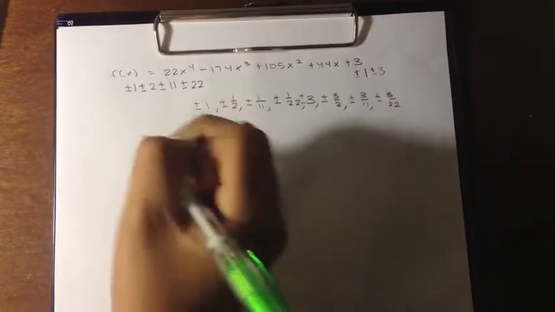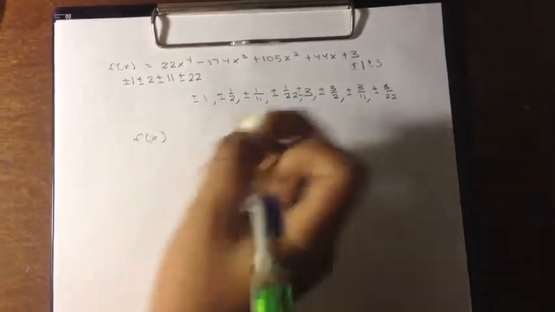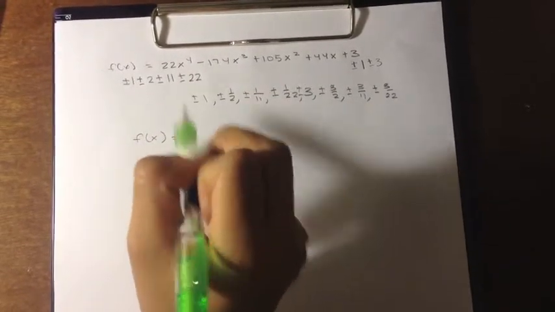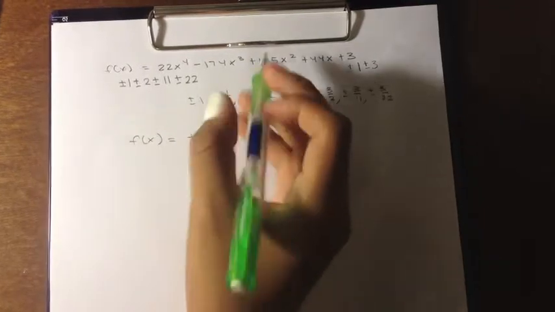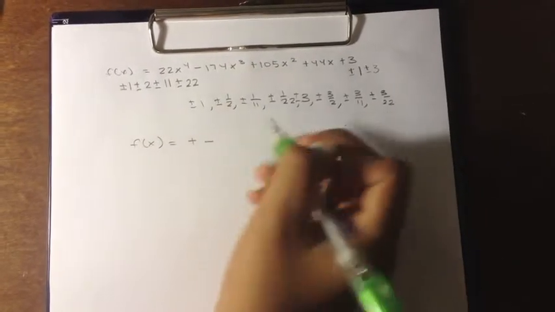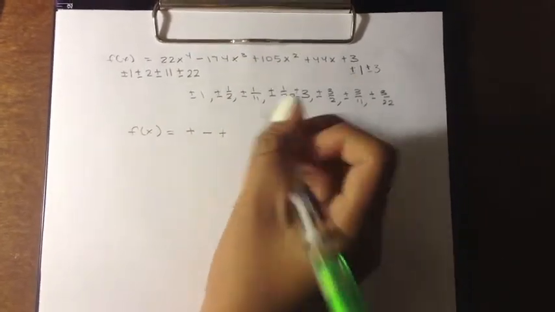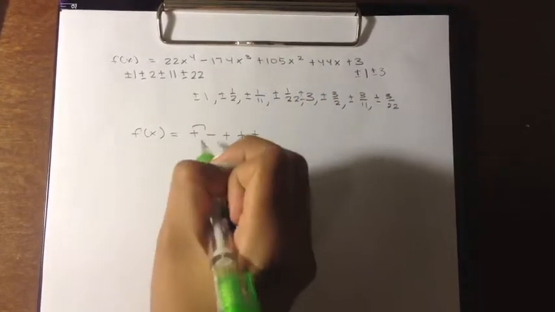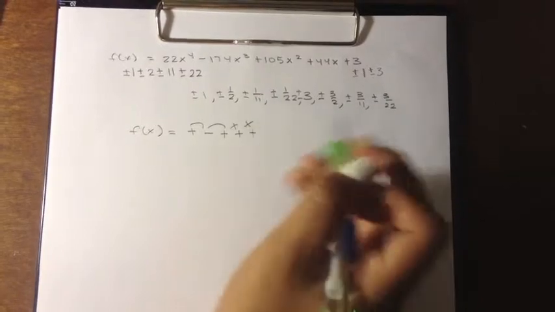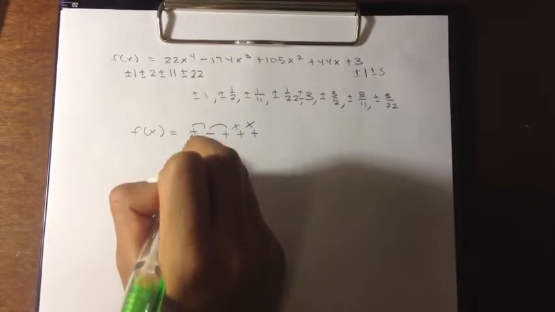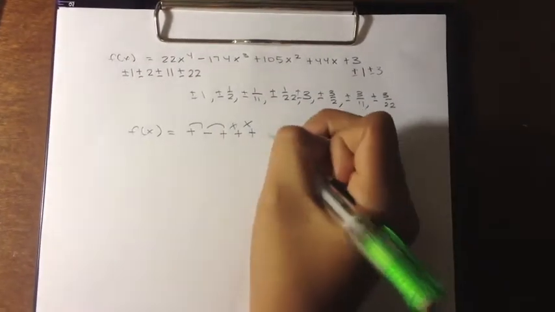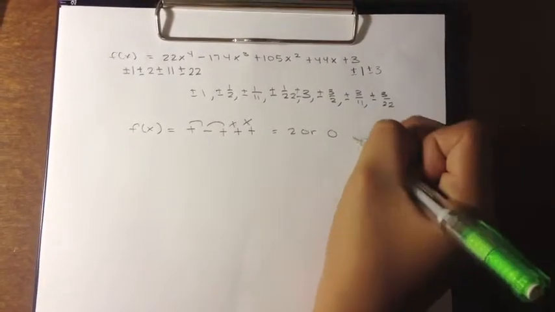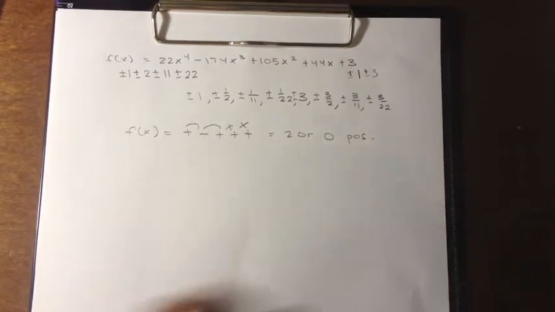So f of x: 22 is positive, 174 is negative, 105 is positive, 44 is positive, and 3 is positive. So there's only two changes here, from positive to negative, and negative to positive. So that's 2 or 0 positive zeros, because they can only go in pairs.